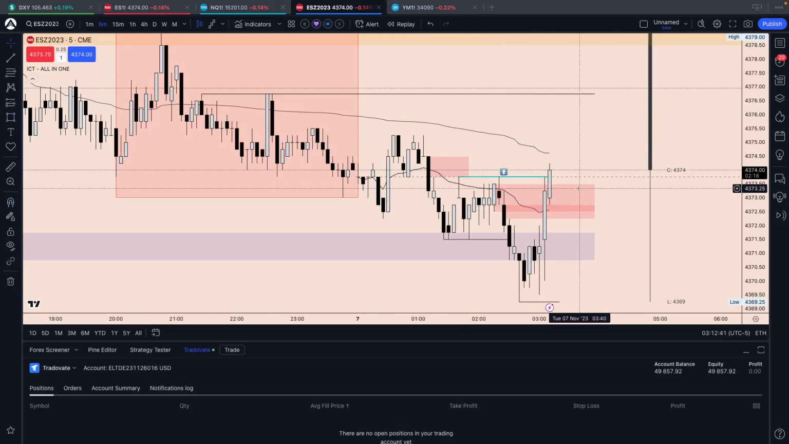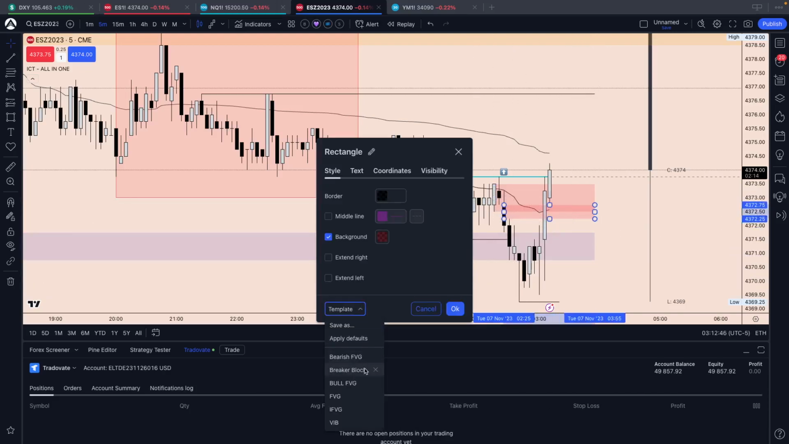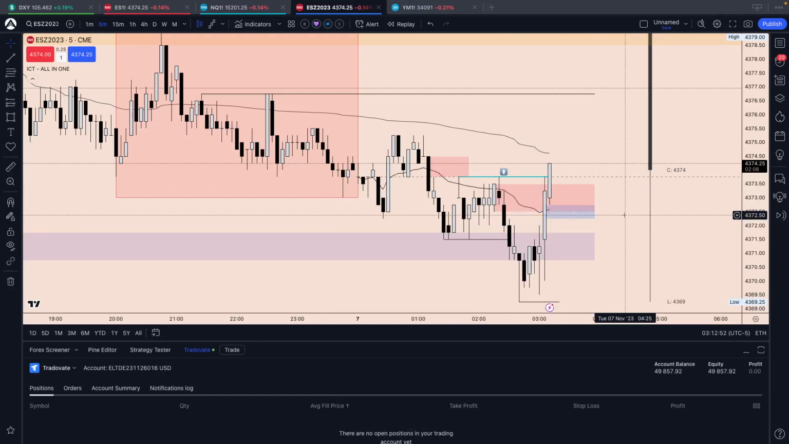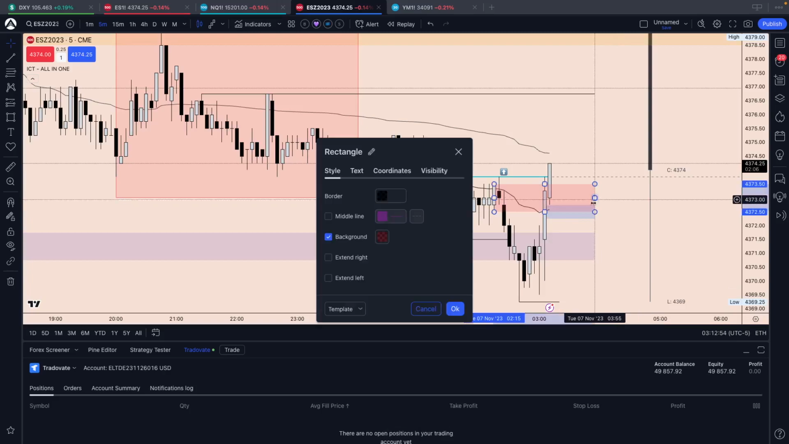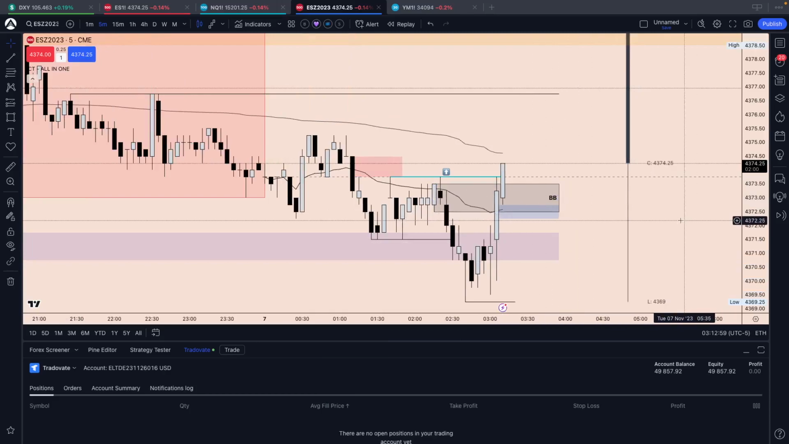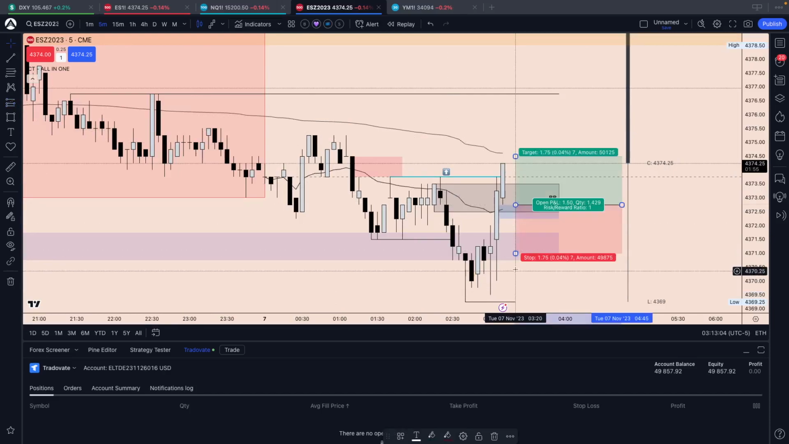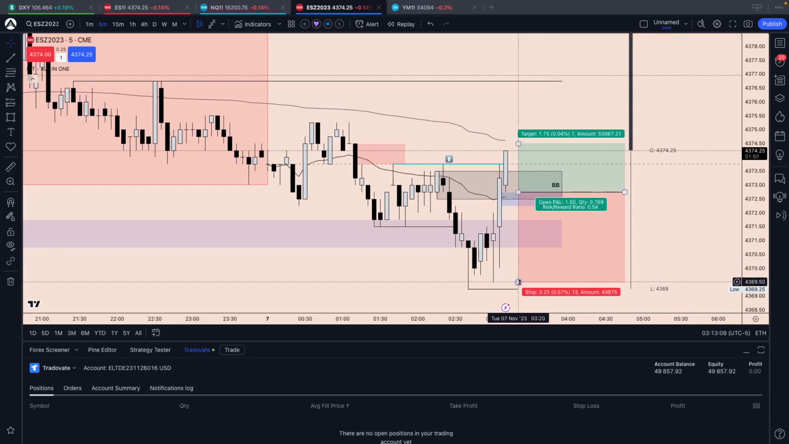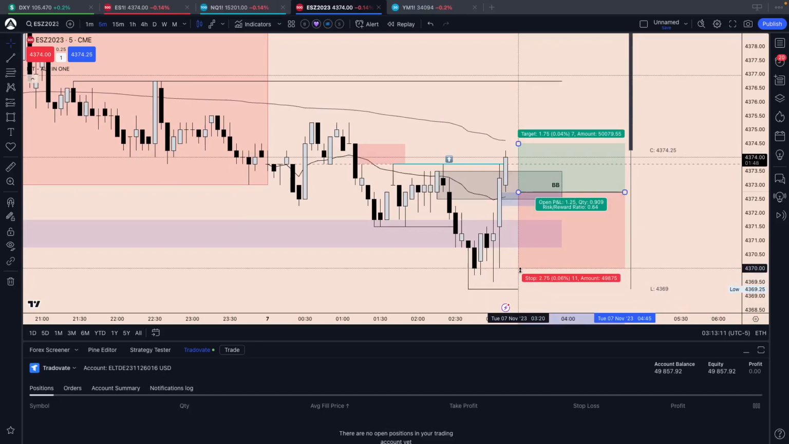This is our breaker block, overlapping nicely with the bullish fair value gap that we likely leave behind here. Balanced price range as well. This becoming our breaker block. Our stop loss going all the way down from here to the low would be a 3.25 stop loss. I think I have to use micros in this case.